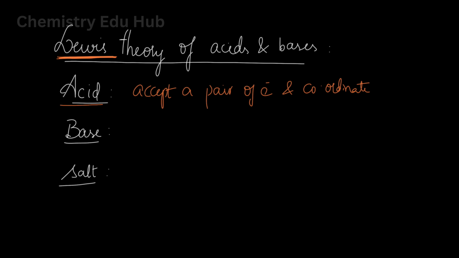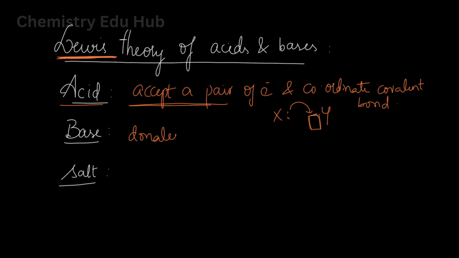Now what is a coordinate covalent bond? It is a bond formed by sharing of electrons, but only one atom gives a pair of electrons, where the other atom shares it without any contribution. So out of the two electrons, one element gives two electrons, the other gives none. So an acid is something which accepts a pair of electrons. What is a base? Exactly the opposite of it, that is, it donates a pair of electrons.